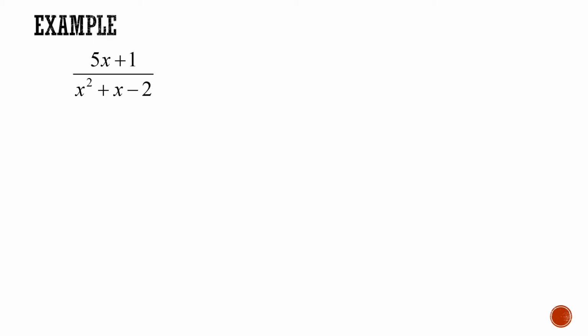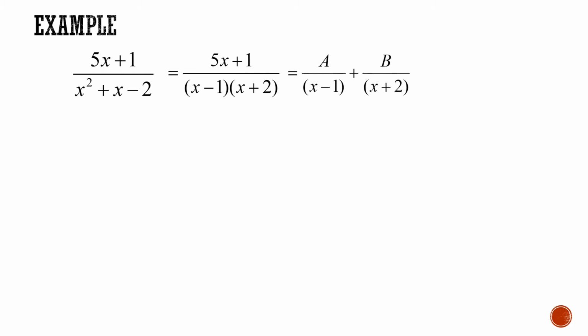Okay, so let's take a look at an example. We have 5x plus 1 over x squared plus x minus 2. We have a trinomial in my denominator. Let's see if it's factorable, and it is. We have x minus 1 times x plus 2. Fantastic. Since we have two distinct linear factors, what I'm going to do is break it up into two parts. However, instead of using a sub 1 and a sub 2, what I like to use is the letters of the alphabet.